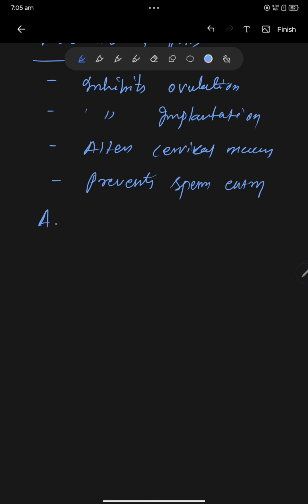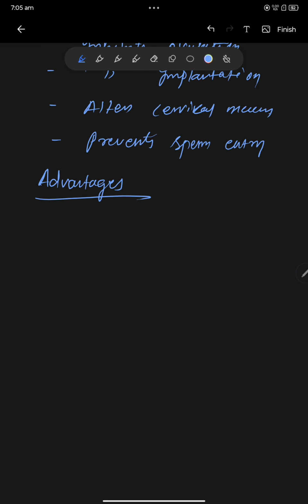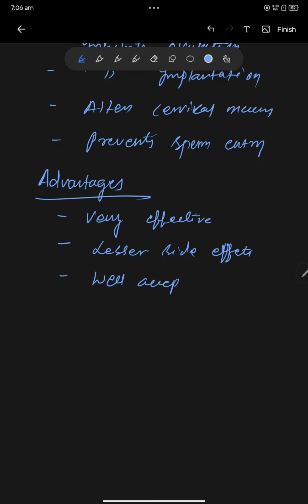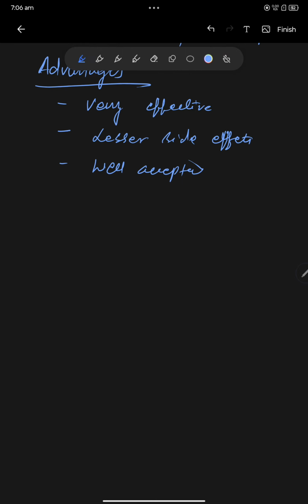Now, what are the advantages? They are very effective. Next, they have fewer side effects, and are well accepted. Okay, so these are the advantages.